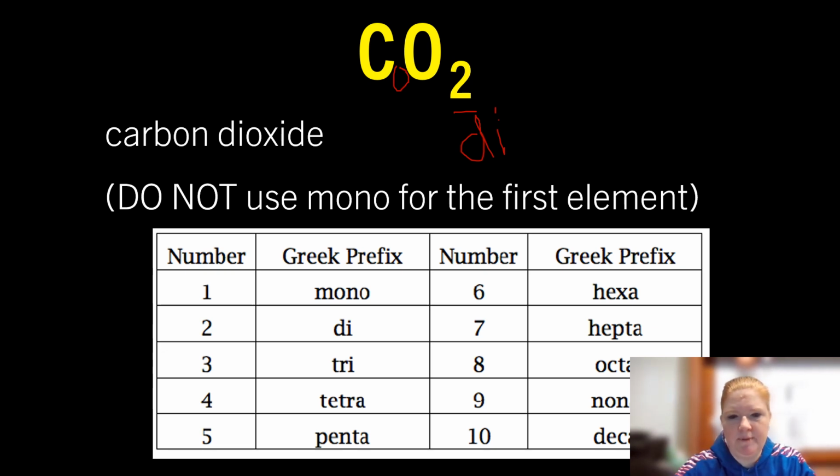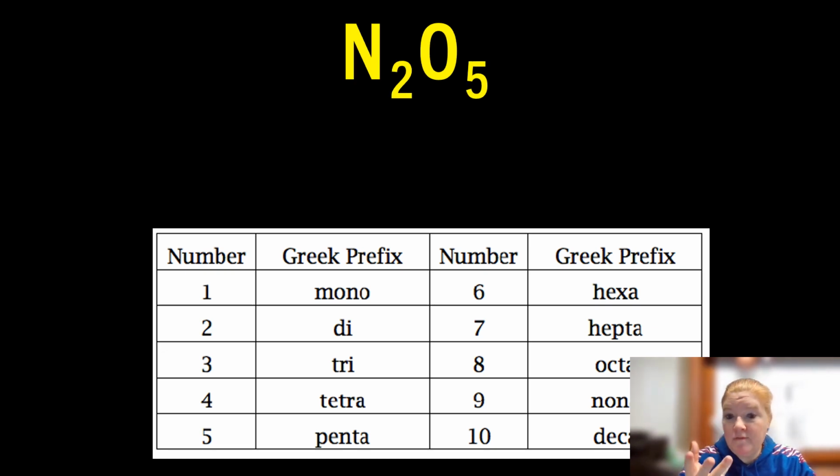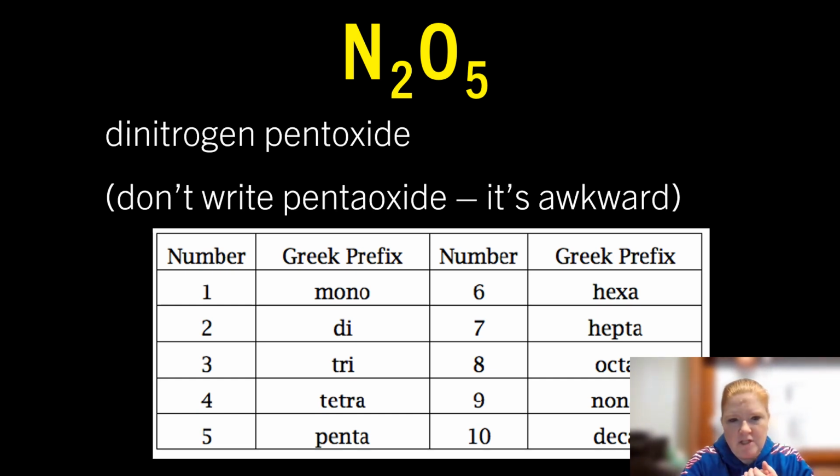So let's look at another example. This one, how many of the first element do we have? 2. What's that prefix? Di. How many do we have of the second one? 5. What's that prefix? Penta. And remember, the second one, we change its ending to IDE. The first one, we just say it. So this should be dinitrogen, and we say pentoxide. We don't really write pentaoxide because that sounds awkward. So when it's oxide at the end, we leave off the A or the O in the case of mono. We leave off that A from the prefix, so we just put pentoxide.